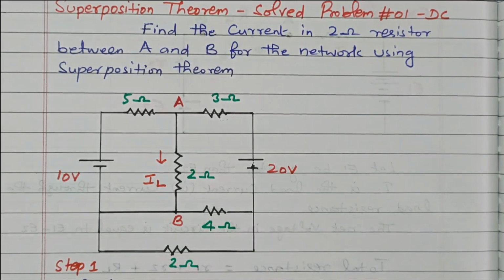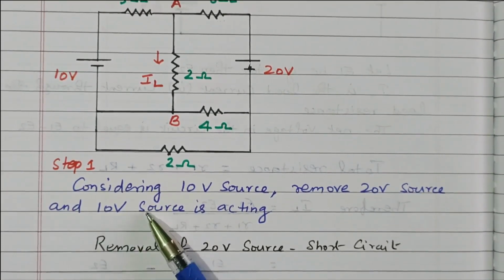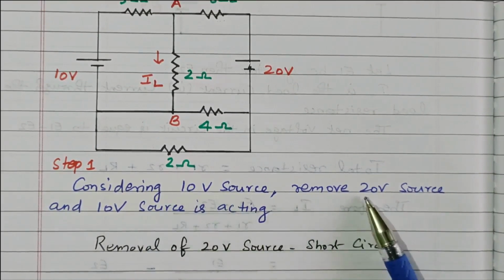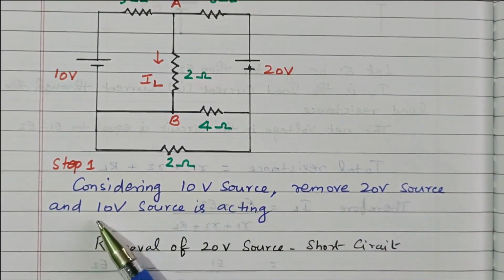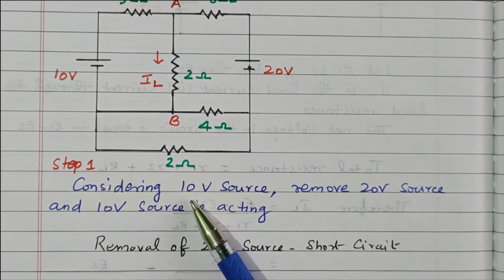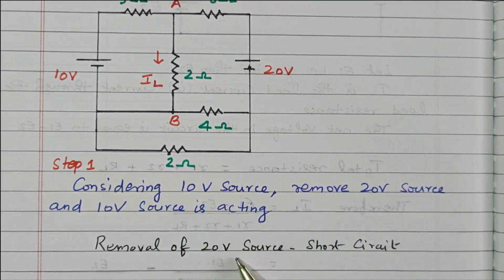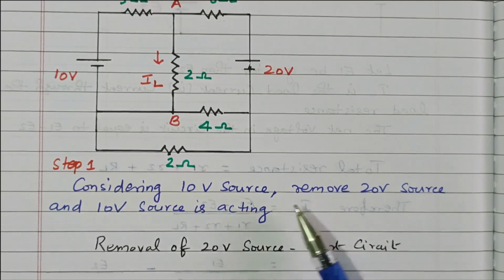Now we will go to step 1. Step 1 is considering the 10 volt source, removing the 20 volt source, so only the 10 volt source is acting. What is meant by removal of the 20 volt source is that it is short circuited. We need to short circuit the 20 volt source, then find the current. Now we'll go to the diagram. After removal of the 20 volt source, the circuit is reduced, so we'll see the reduced circuit.